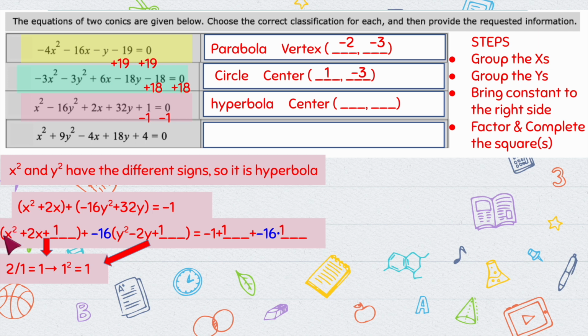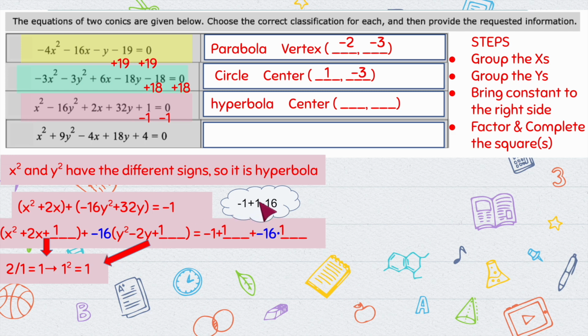Okay, so I'm going to factor this one very quickly. So it's x plus 1 squared, and this is going to be y minus 1 squared because there's a minus here. So, and on this side, you can kind of picture it. So it's negative 1 plus 1 minus 16.